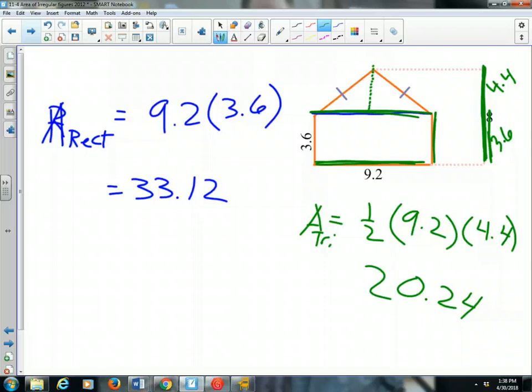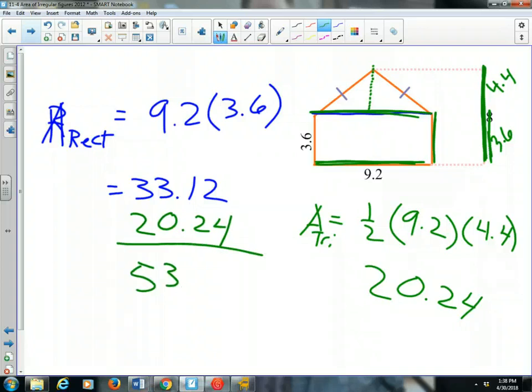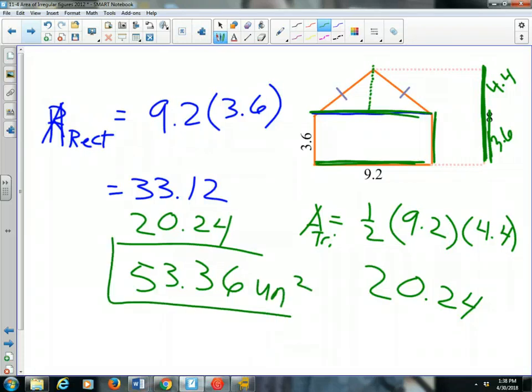So the whole area of the pentagon, 33.12 plus 20.24, is 53.36, again in units squared.